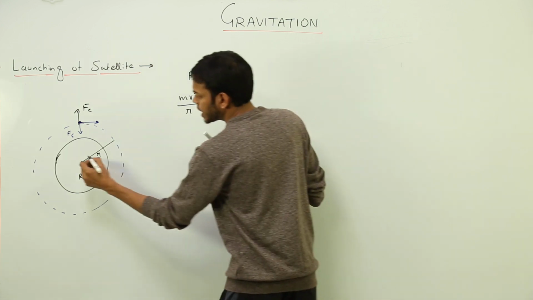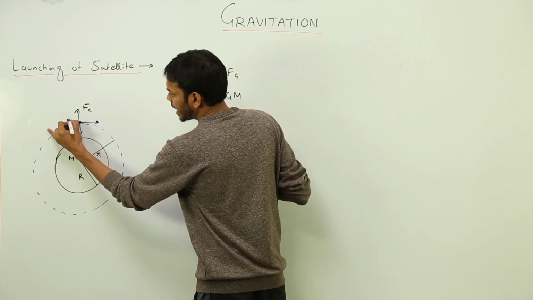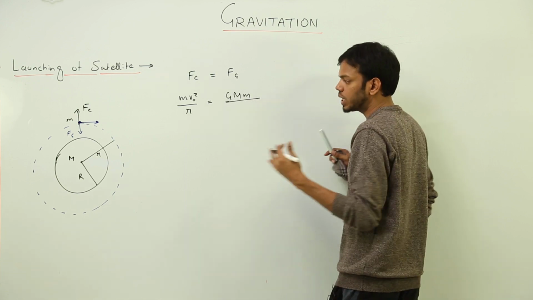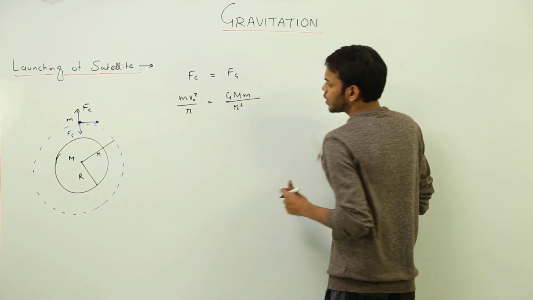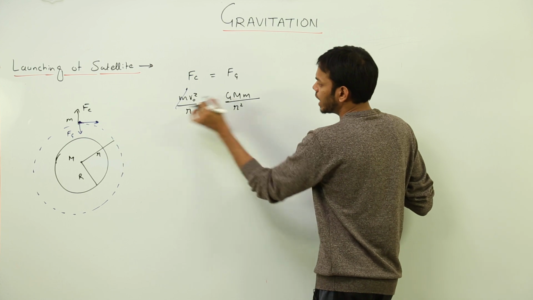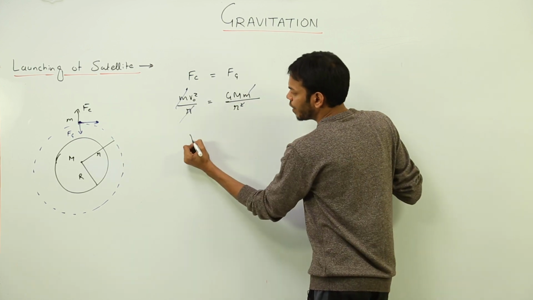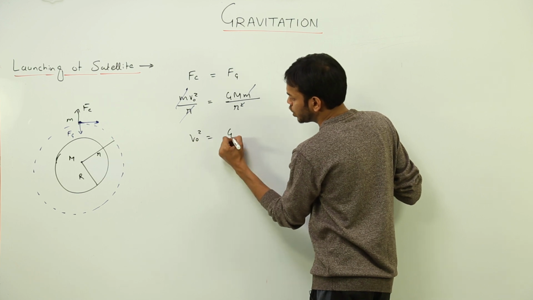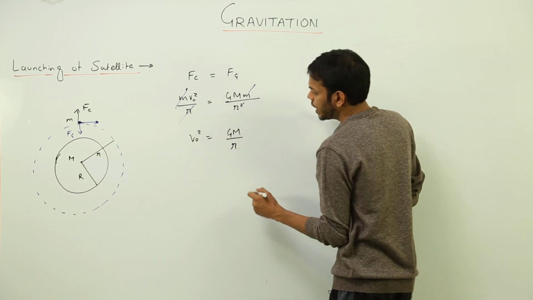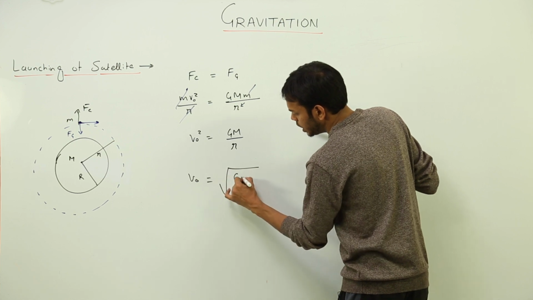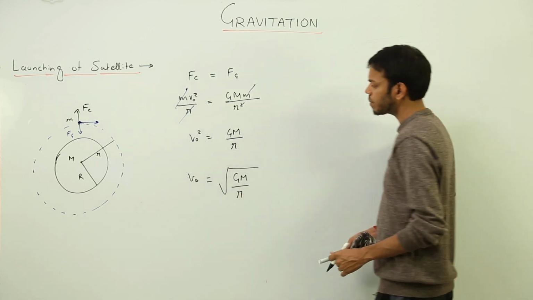So mv square upon r is equal to, what is gravitational force? G capital M, let us say the mass is M here and small m here. G capital M small m upon, what is the distance? r square. So we can cancel out this thing and single r. What I am left with is V naught is equal to Gm over r, or V naught is equal to under root Gm upon r.